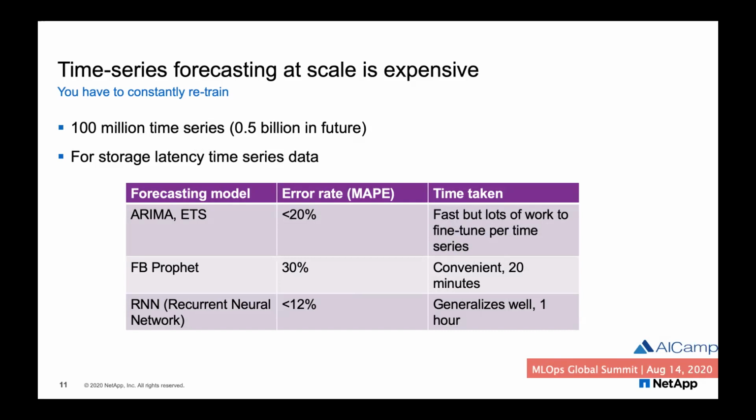And so we looked at one particular time series that we have internally, having to do with storage latency. It's a particularly odd-looking time series. And we tried a bunch of forecasting models. And what we found was that we got actually the lowest error rate using an RNN, but it took an hour to train, right? So it generalizes well, but takes a long time. And now if I have to do this over 100 million time series, or half or whatever, it's a really long time. And doing this in the cloud would have essentially bankrupted us, right? Just wasn't feasible at our scale.